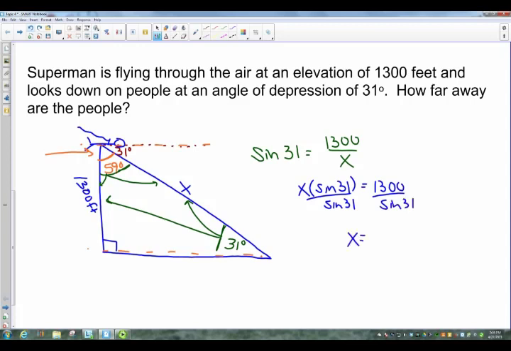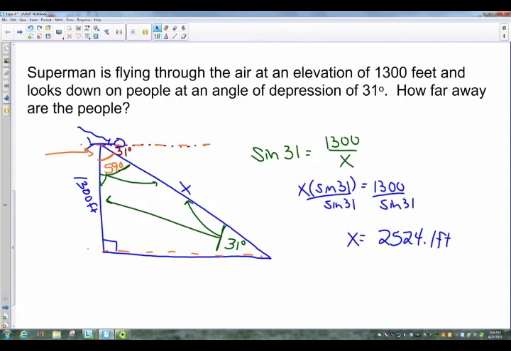So x equals, and from there you can put that right in your calculator. So we'll go 1300 divided by the sine of 31. That gives you 2,524.1 feet, and there you go. So Superman is 2,524.1 feet away from those people, and there's your solution.